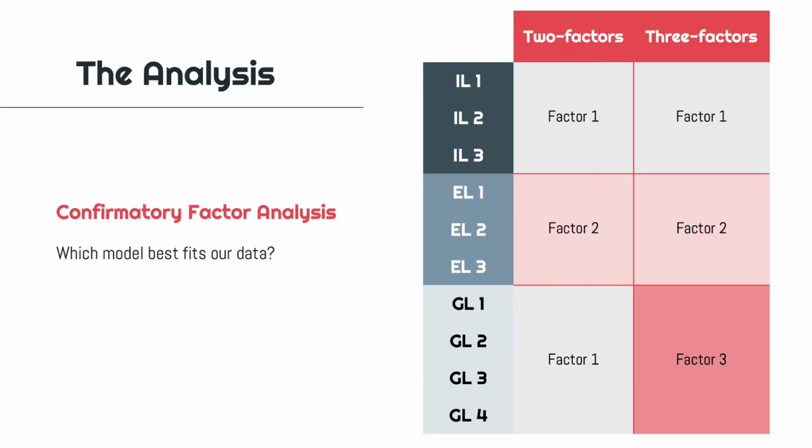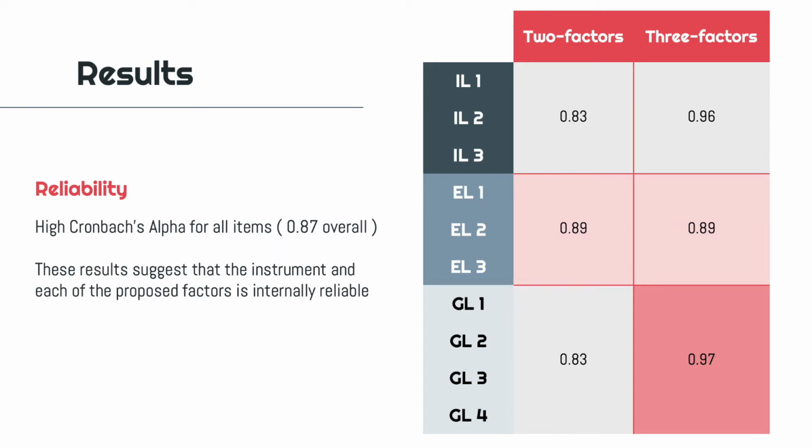We performed a confirmatory factor analysis to evaluate which factor arrangement best fits our data. A two-factor model, with questions targeting intrinsic and germane load grouped into the same factor, and questions targeting extraneous load forming a separate factor, or a three-factor model, in which questions from each of the loads are treated as distinct factors. So, let us look at our results.